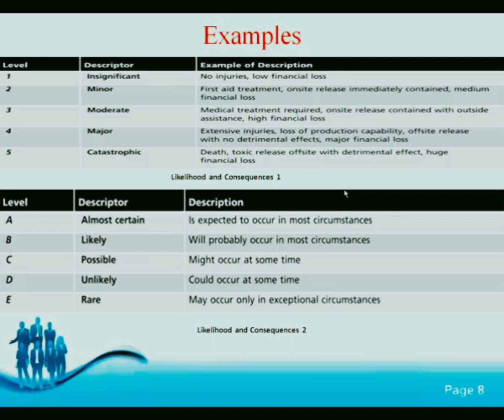A is almost certain, is expected to occur in most circumstances, most of the time it may happen. Likely, will probably occur in most circumstances. Possible, might occur at some time, or unlikely, could occur at some time, or rare, may occur only in exceptional circumstances.